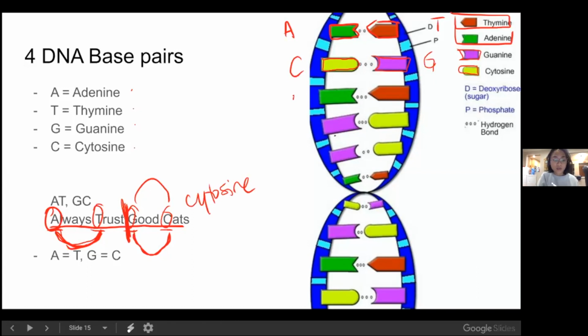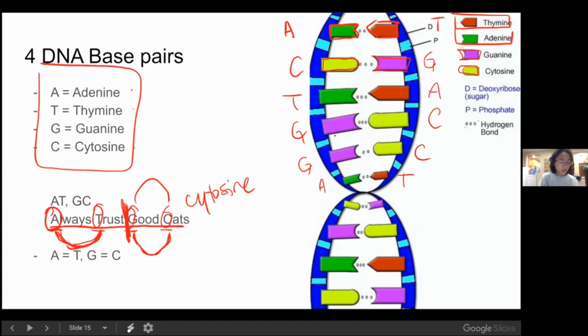And if you keep going, in the right circumstances, when DNA is made correctly, they are always going to match up like so. Adenine to thymine, guanine to cytosine. Those are the 4 DNA base pairs, and they like to pair up like this so that they can form that double helix structure.